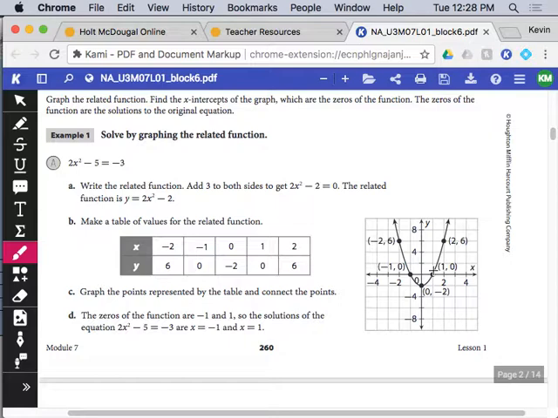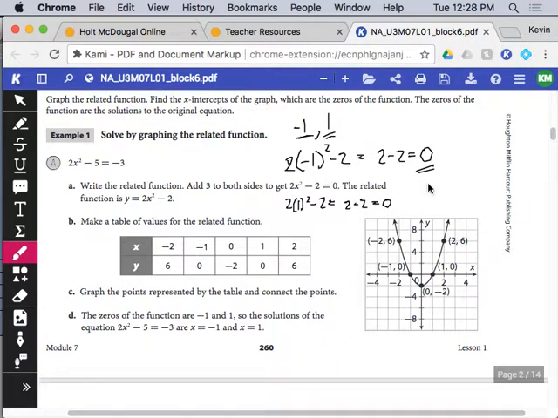Is this making sense to you guys? Okay. And as we see, if we plug in negative 1, 2 times negative 1 squared minus 2, well, negative 1 squared is 1, so it's 2 minus 2, which equals 0. So yes, negative 1 is a solution. And if I plug in 1, it's 2 times 1 squared minus 2 equals 2 minus 2 equals 0. So yes, 1 is a solution as well. Does that make sense? So I was able to find the solutions to this equation graphically. Okay, any questions about that?